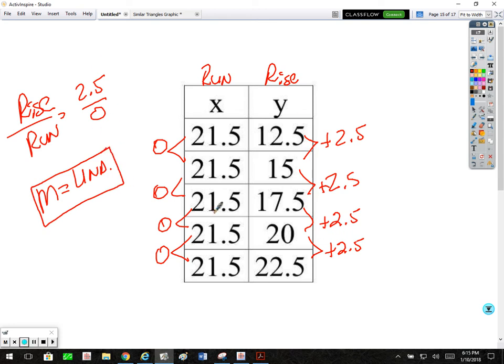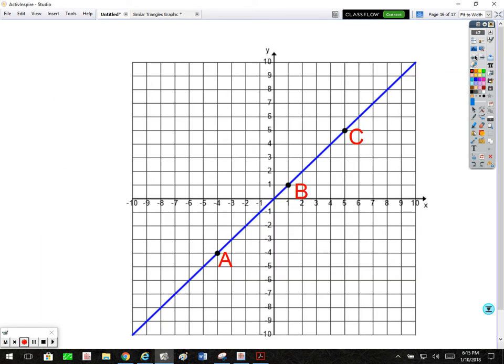This is a vertical line straight up and down at 21.5 on the x-axis. Okay? Zero's beneath the line. The slope is undefined. So all you do, remember, is just look at the x values, look at the y values, and set up that ratio of rise to run, and then simplify if it can be simplified. All right? Okay, let's see what we got here.